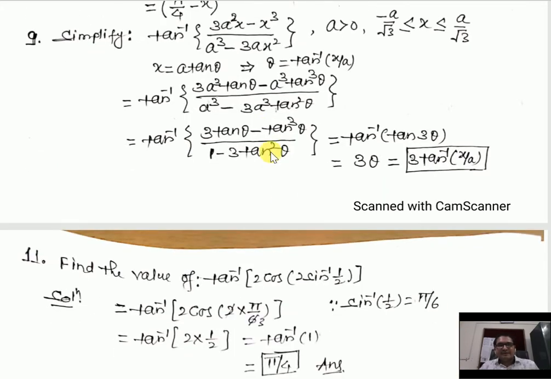Question number 9. Take x is equal to a tan theta. So it will be a cube, and in the denominator also you will get a cube. A cube gets cancelled. Take common from both numerator and denominator, it will get cancelled. Then you will get 3 tan theta upon 1 minus tan cube theta.